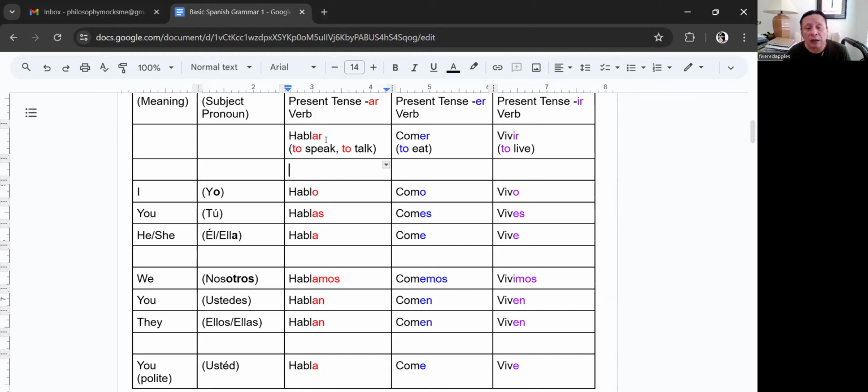Okay, so hablar is an AR verb. And let's just continue. Comer is an ER verb, as you can see. Vivir is an IR verb. And those are the three kinds of verbs in Spanish. We categorize them by their infinitive endings. You have AR verbs, you have ER verbs, and you have IR verbs.